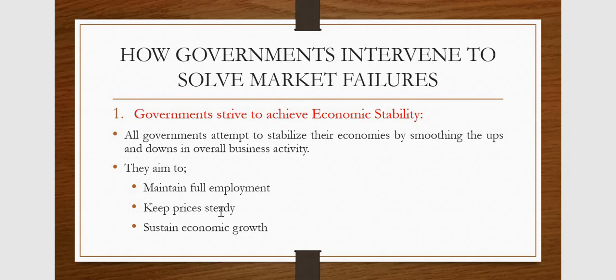And the next one is keep prices what? Steady. The government wants to keep prices from going up and down too fast. So that is fluctuations, right? The business fluctuations. Today there is an increase in price. Tomorrow there will be a little decrease in price. The next day there will be a high increase in price. That is what? Inflation. Right.